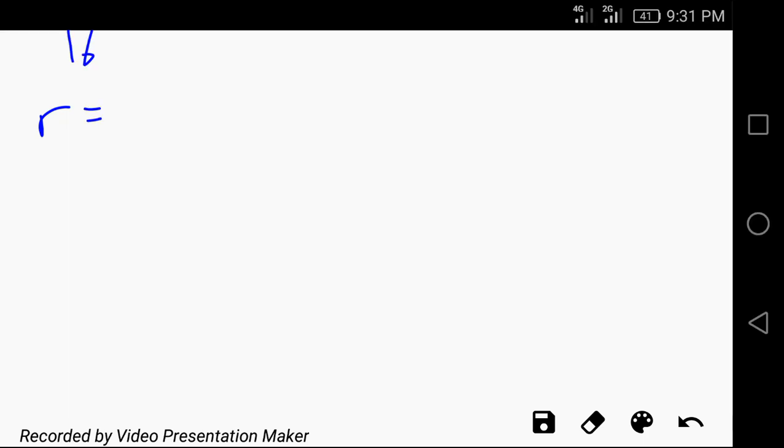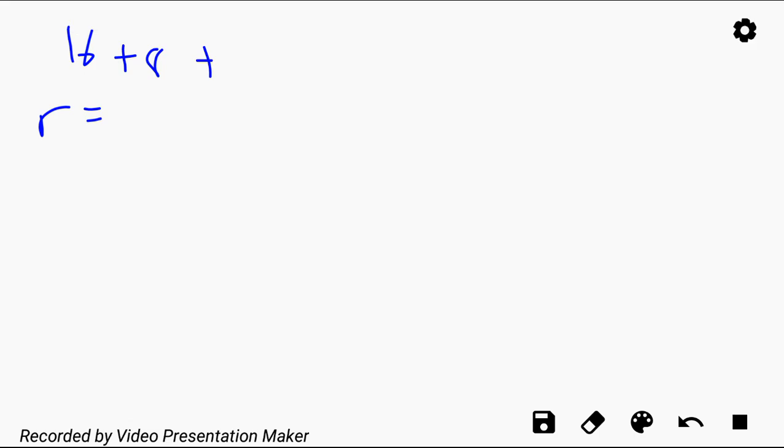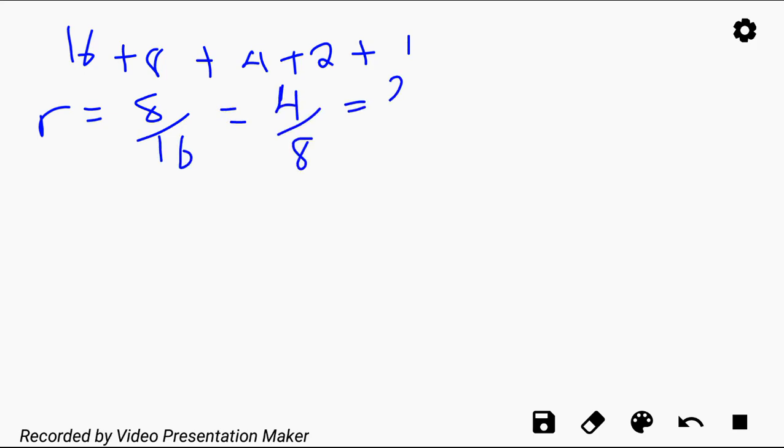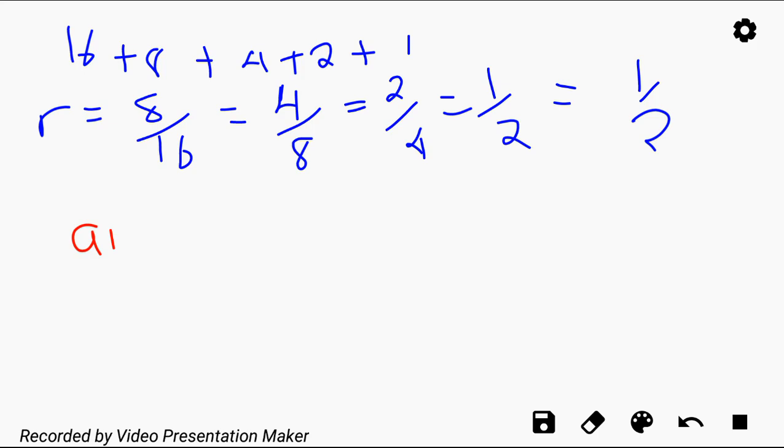If it is a GP, my r should be equal to what? Here it was 16 plus 8 plus 4 plus 2 plus 1. So my 8 over 16 should be equal to my 4 over 8, which should be equal to my 2 over 4, which should be equal to my 1 over 2, which is giving me 1 over 2. So this is a GP. Having that, I still need to find my formula for the nth term. Again, I find the nth term by a times r to the power n minus 1. My first term is 16, my r is 1 over 2, and the power is n minus 1.